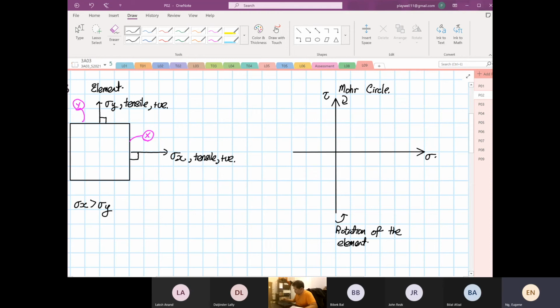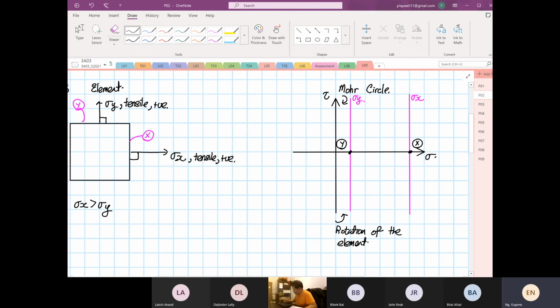Okay. So we know that stress X is greater than stress Y. So over here, this is our stress X line, and then another line over here. This is our stress Y line. For the fact that there's no shear over here, the shear stress is equal to 0. So this is where your point X is, and this is where your point Y is, because the shear stress is 0.